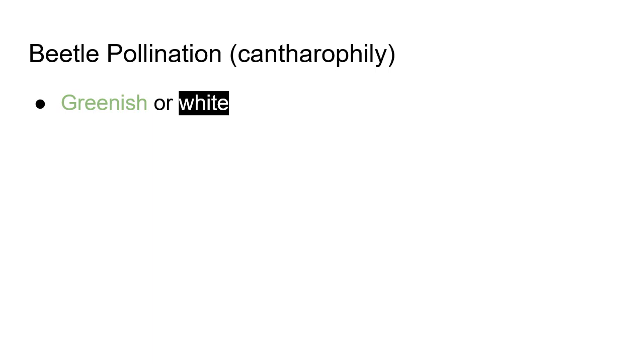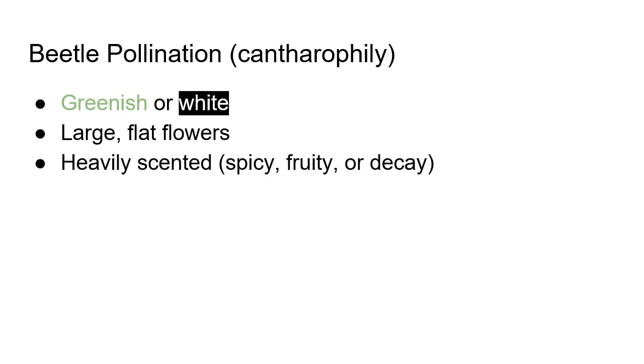So color-wise, they tend to be greenish or white. And they tend to be large, flat flowers. You might also have a large, flat inflorescence like an umbel or corm. They tend to be heavily scented. Beetles have a pretty good sense of smell. That scent might be spicy or fruity, or it might smell bad. It depends on what that beetle's typical food source is. And the rewards tend to be both pollen and nectar, similar to bees.